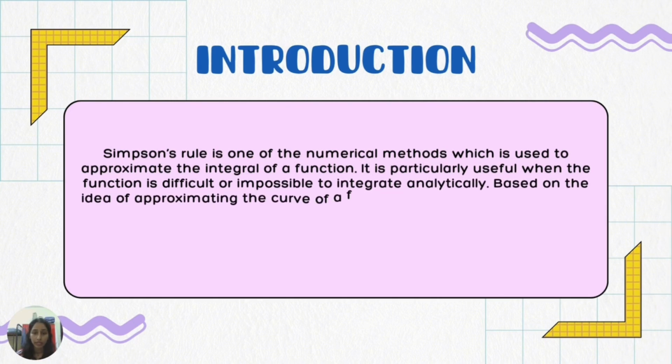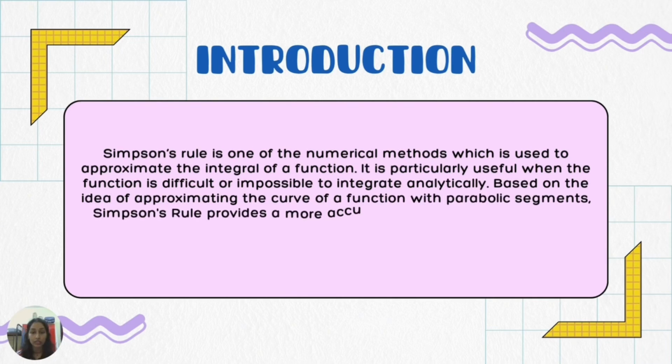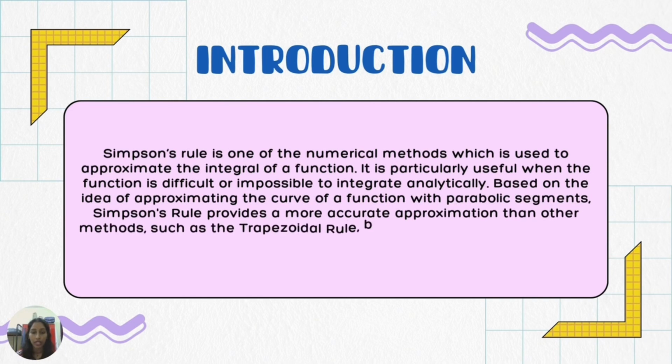Unlike simpler methods like the trapezoidal rule, which approximate the area under a curve using straight line segments, Simpson rule uses parabolic segments. This makes it more accurate as the parabola better fits the shape of most curves. In essence, Simpson rule divides the integral into segments, then applies quadratic polynomials to approximate the function over those intervals. This approach significantly improves the precision of the integration.